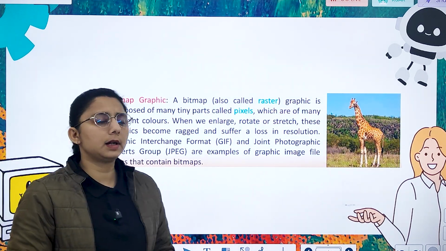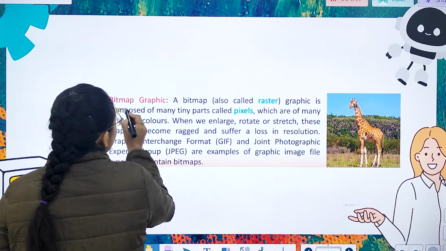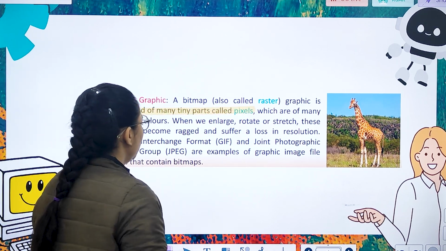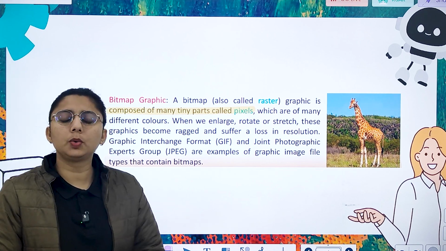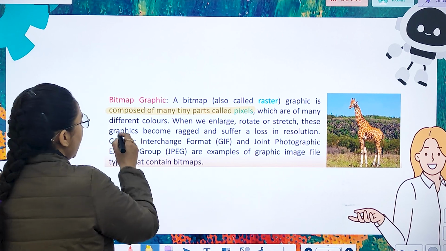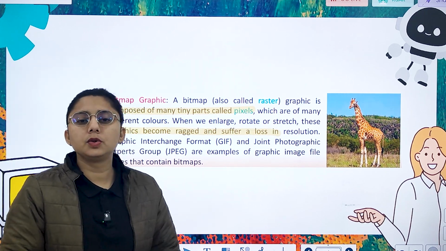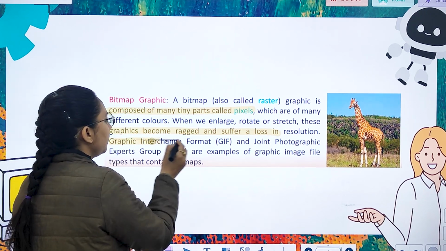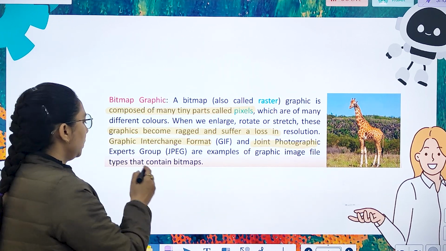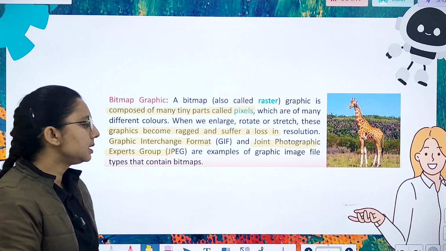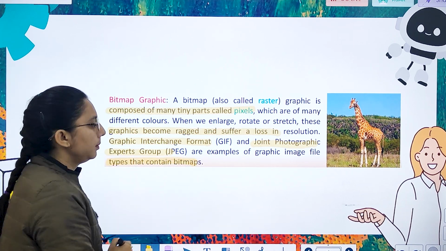Next is bitmap graphic. What is a bitmap graphic? It is called a raster graphic, which is composed of many tiny parts called pixels, which are of many different colors. When we enlarge, rotate or stretch these graphics, they become blurred and suffer a loss in resolution. It is known as GIF, which is Graphics Interchange Format, and we have JPG, that is Joint Photographic Experts Group. These are examples of graphic image file types that contain bitmaps.